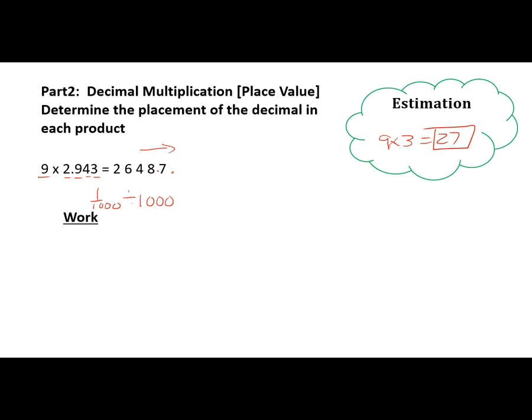Well, if we're going 3 place values to the right, you can see that the decimal point would be right here, because the digits have shifted 3 place values to the right. Our answer would be 26 and 487 thousandths. Continue to work. If you have any questions, please ask your teacher.